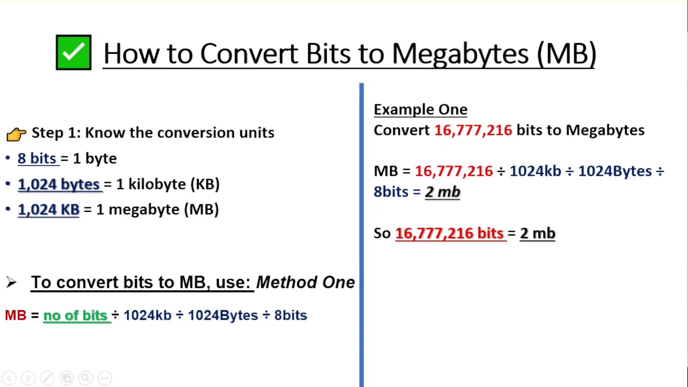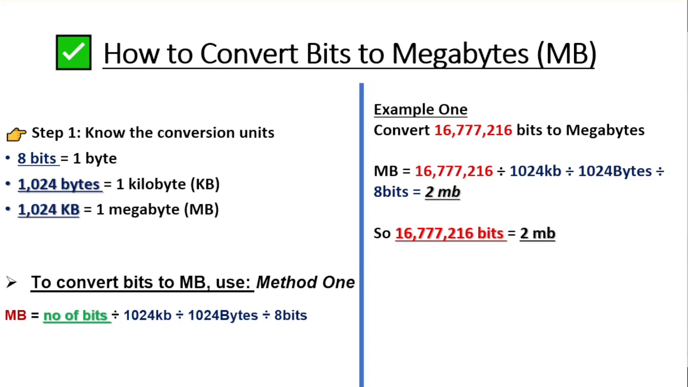It will give you a particular answer. You divide that answer again by 1024 bytes. It will give you another answer again. That answer you divide by 8 bits. Then it will give you the final answer, which is 2 megabytes. So at first we are converting it from megabyte to kilobyte, from kilobyte to byte, from bytes to bit, and that is the entire process that is happening here.